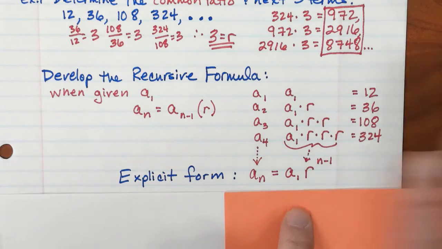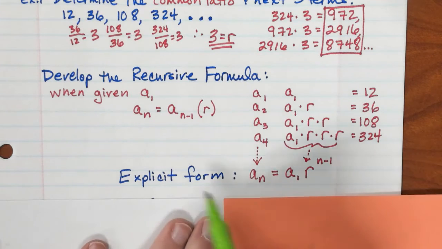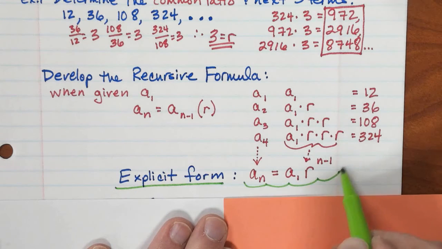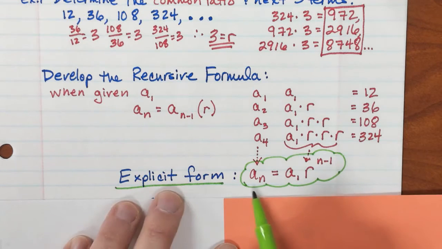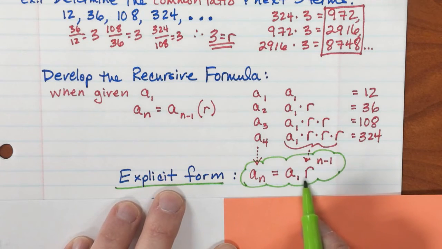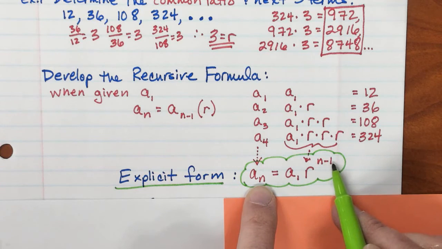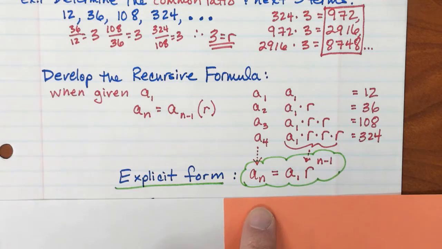Now it's very important that you keep this separate. So let's get another color here. This is the explicit form of this sequence. Notice you use the first term, and then you're multiplying by the ratio to a power. Whatever term you want, you're going to have n minus 1. So you need to know n, and you need to know the ratio.